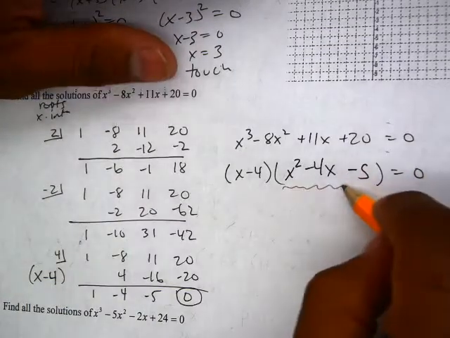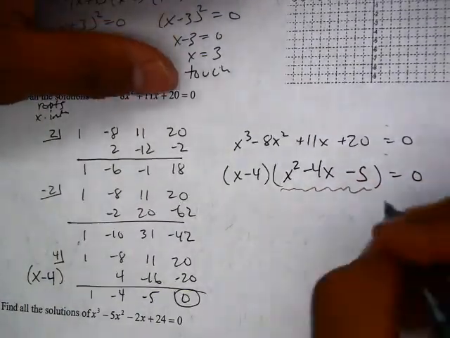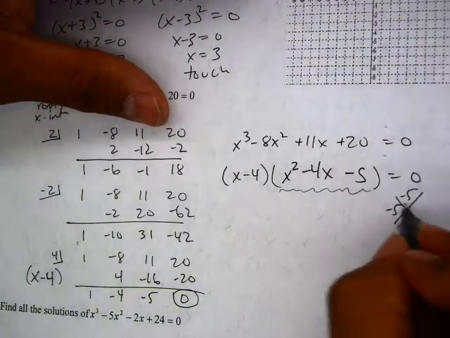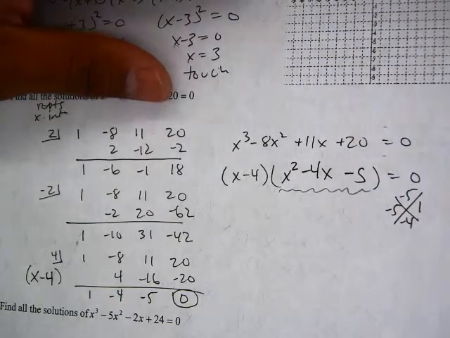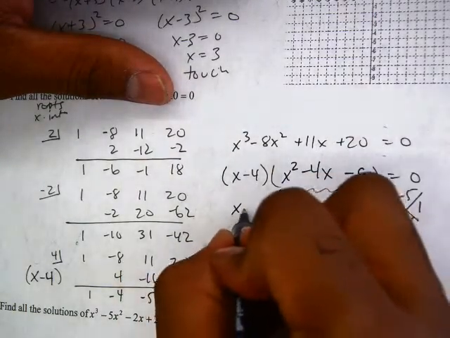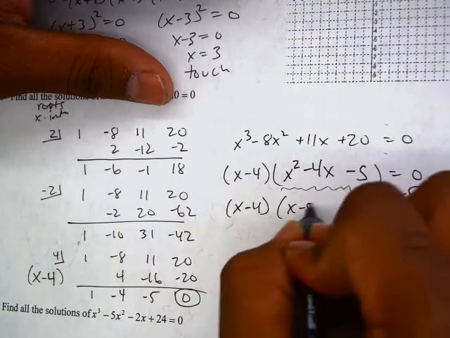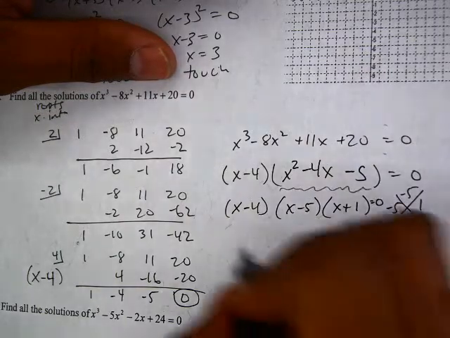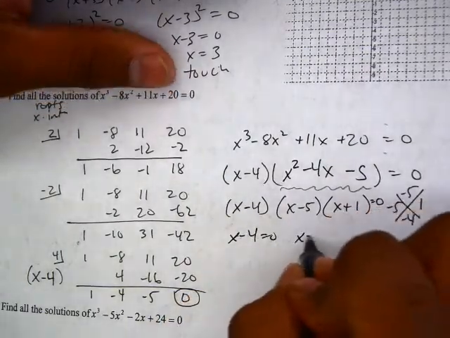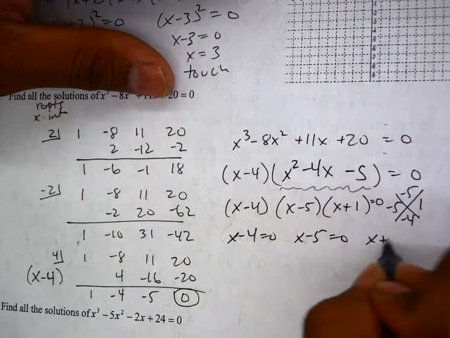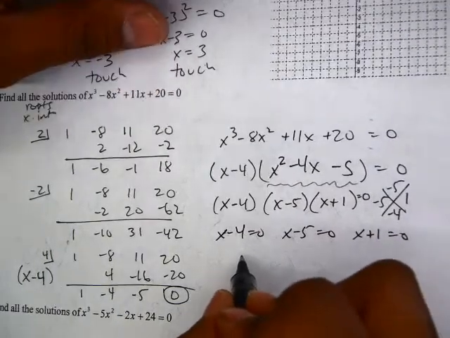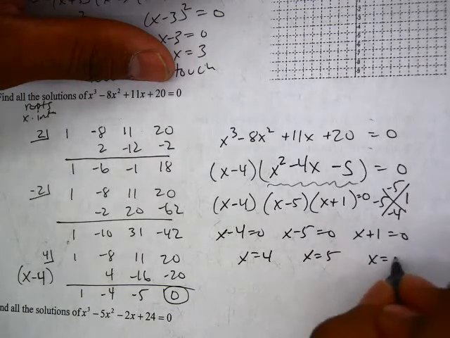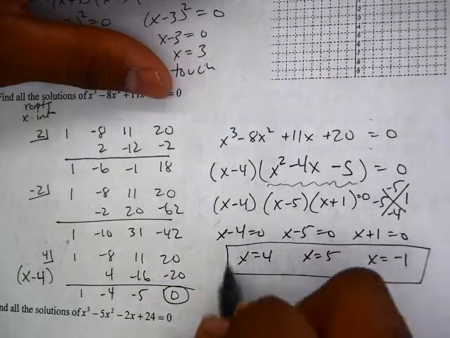So I should factor this some more to help me find those roots. What multiplies to -5 and adds to -4? That's -5 and a +1. So this is x minus 4, x minus 5, x plus 1 equals 0. So I can separate all of them and solve again. So this is x is equal to 4, x is equal to 5, and x is equal to -1. Those are all the roots here.